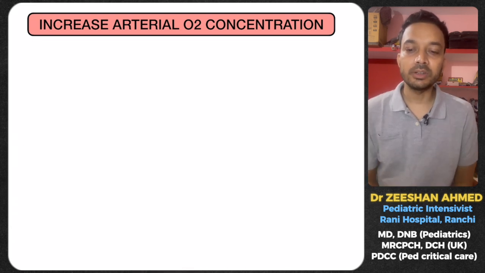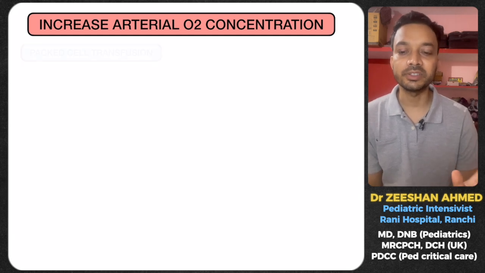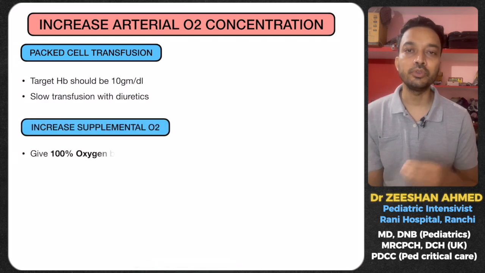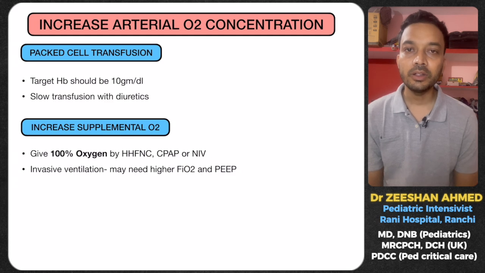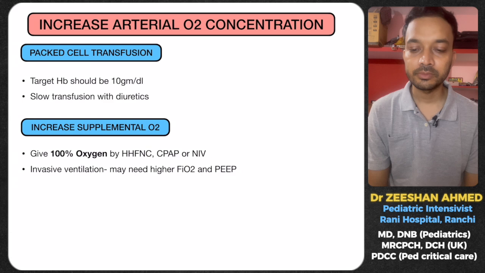Now we'll discuss the ways to increase the arterial oxygen concentration. One is packed red cell transfusion. We should aim to keep the hemoglobin at least 10 gram per dl. And the transfusion should be very slow and under the cover of diuretics.